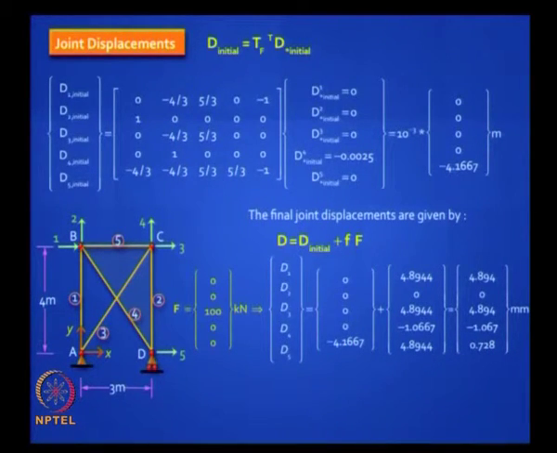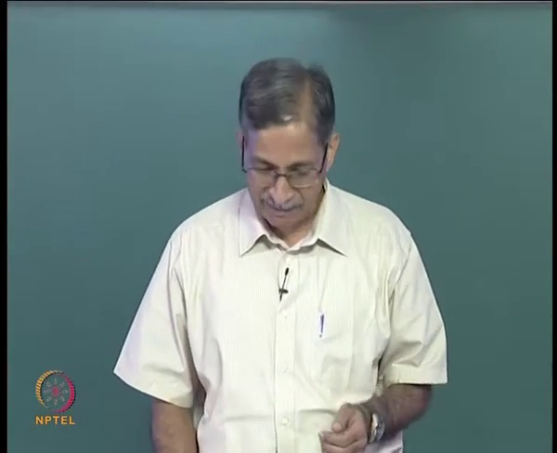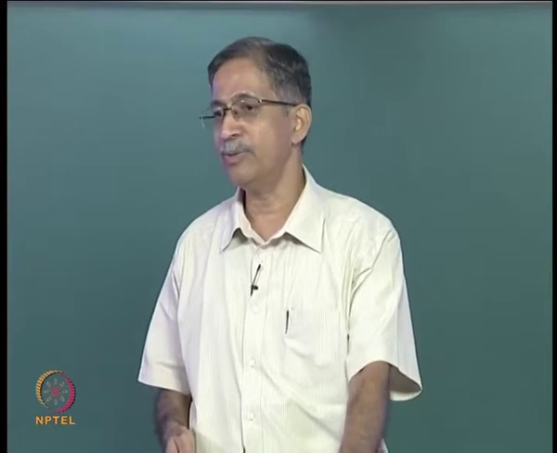Is there anything left that is still missing? Well, if I really want the bar elongations, which normally nobody is interested in, I can find that also. So if individual deformations are required, D star I can get as D star initial plus F star, is it clear? But this is normally not required, you just need the joint displacements and you need the bar forces. If you want the support reactions, they are very easy to do through equilibrium. Shall we proceed? We now move to statically indeterminate structures, and you realize that you have a problem.